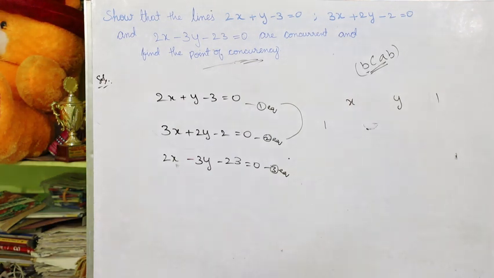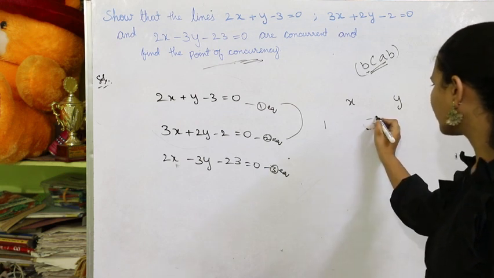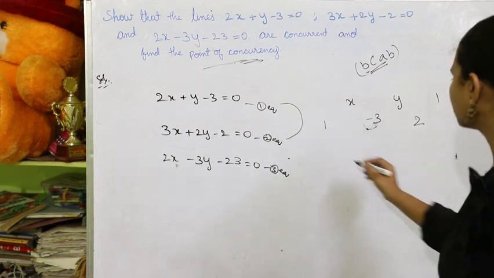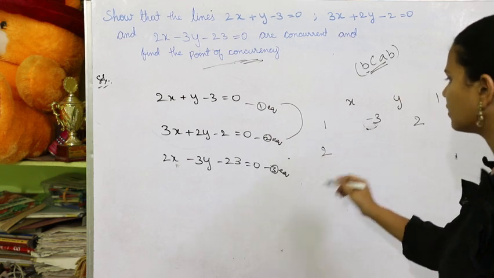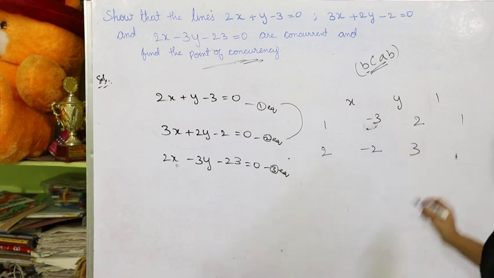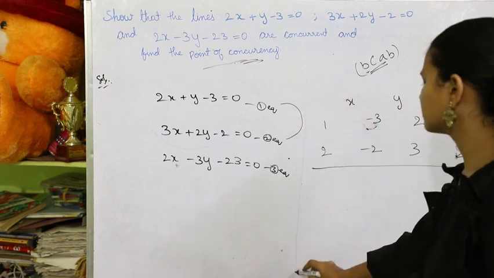Then what will be the C value? Minus 3. Very good. So here I write minus 3. The C value is minus 3 and the A value is 2. The A value is 2 and the B value is again 1, so let me write down 1 over here. Is this clear? Now let's go for the second one. The B value is 2 again, the C value is minus 2, the A value is 3, and the B value is 2. Okay, we are done with this.